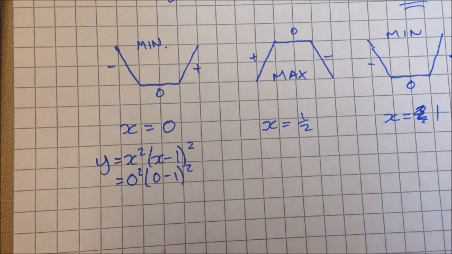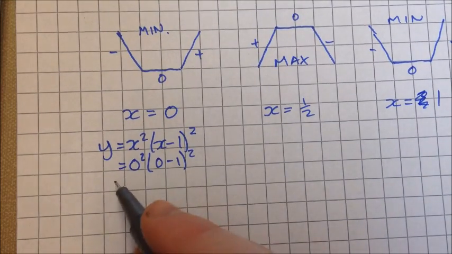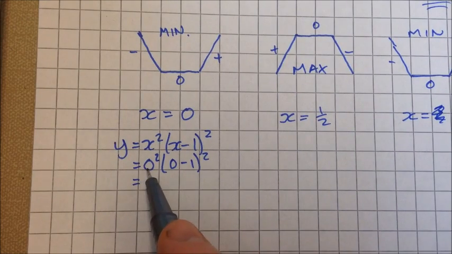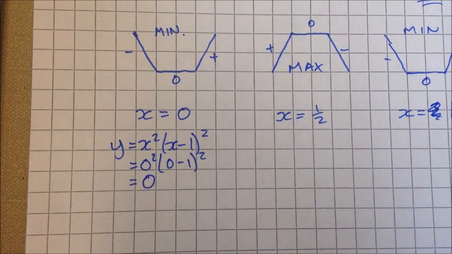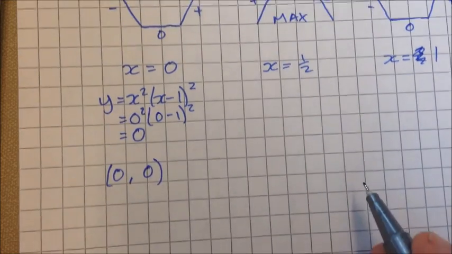Now I could have plugged it into my expanded equation, but frankly that one was more complicated and this one works just as well. And you can see I don't even need to work out negative 1 squared because I'm going to be multiplying it by 0, so it's just going to be 0. So one of our solutions is 0, 0.